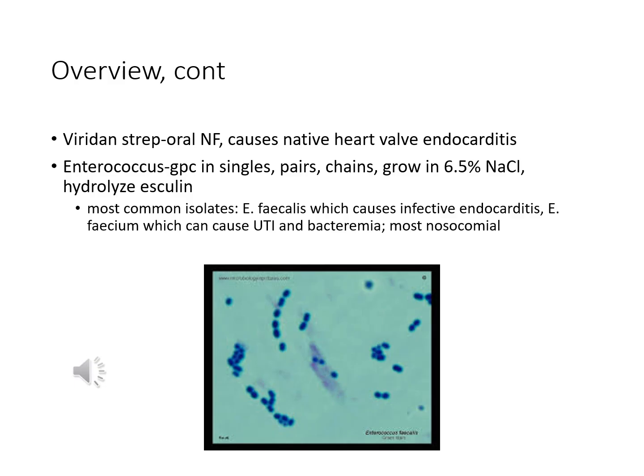Viridans strep are typically normal flora. However, strep viridans can cause native heart valve endocarditis. Enterococcus used to be part of the Streptococcus genus, and now it's called Enterococcus. This is also a gram-positive cocci found in single, pairs, or chains. Enterococcus do grow in salt broth, and they do not hydrolyze esculin. Your most common isolates are going to be Enterococcus faecalis, which causes infective endocarditis, and Enterococcus faecium, which oftentimes can cause urinary tract infections and bacteremia, most of which are going to be nosocomial.